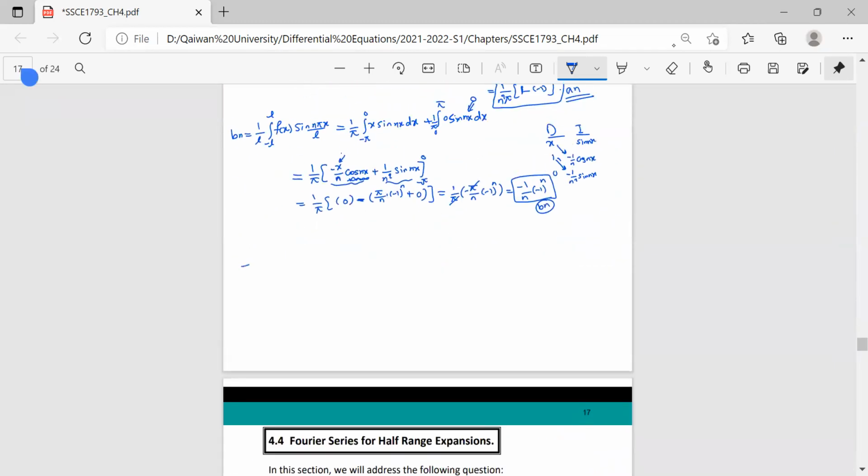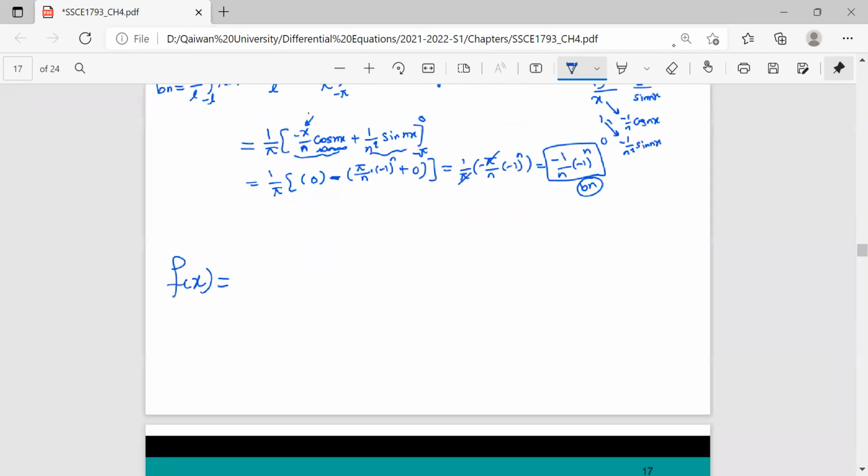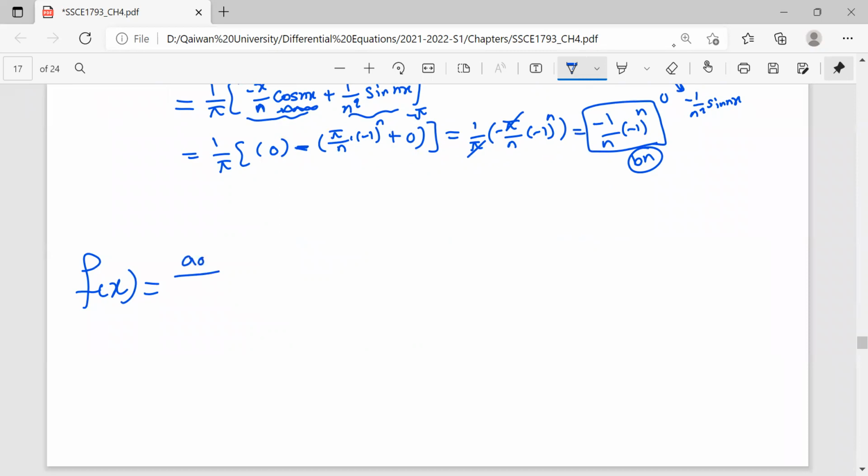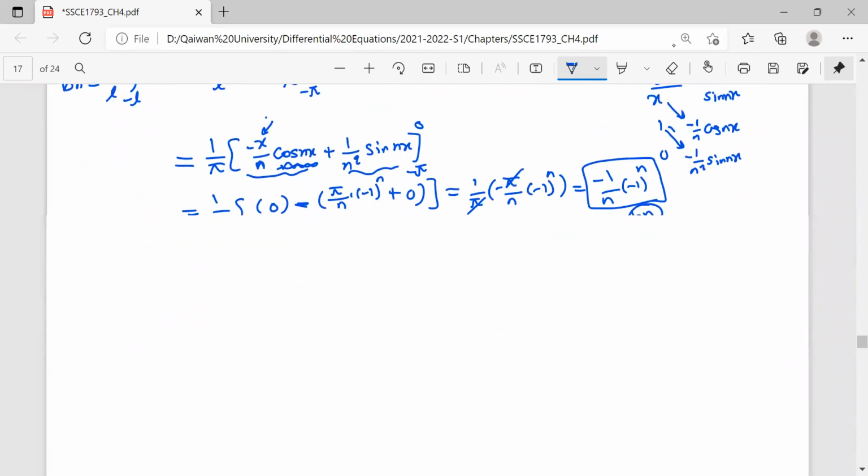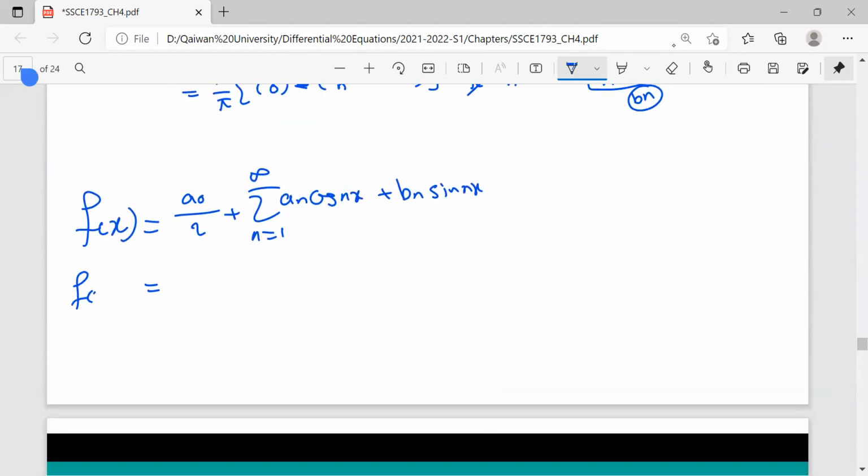F of x equals A naught over 2 plus the sum of n from 1 to infinity for An cosine nx plus Bn sine. Here I'm just going to write down nx because it's n pi x over L. L is pi, that's why these two are cancelled out and you get only nx. This equals, A naught is negative pi, it's negative pi over 2 plus the sum of n from 1 to infinity.